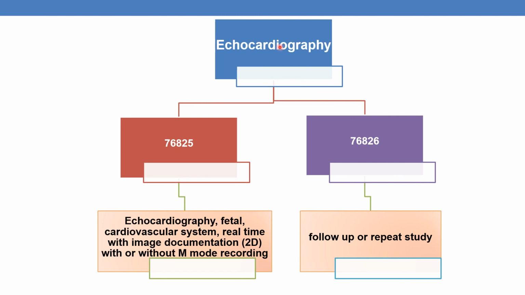Now coming to echocardiography. Echocardiography of fetus. The codes are 76825 and 76826. Description of 76825 is echocardiography fetal cardiovascular system real time with image documentation 2D with or without M mode recording. And for follow-up or repeat study of echocardiography fetus, you assign 76826.